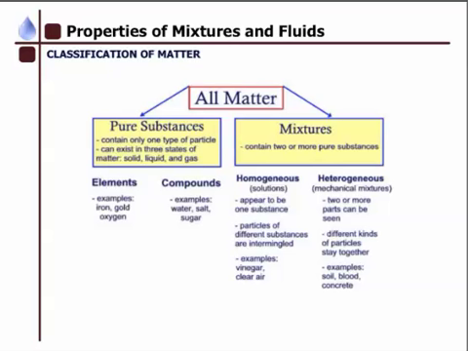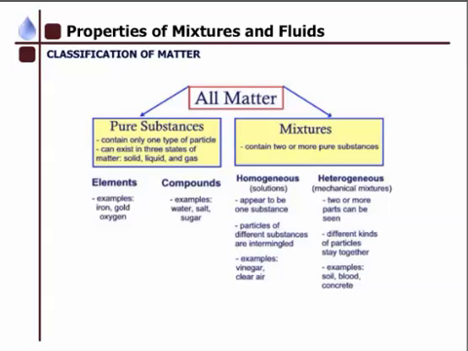We also have mixtures, which contain two or more pure substances. A homogeneous mixture, those are solutions. They appear to be one substance, and the particles of different substances are intermingled. So, for example, we have vinegar and clean air. So, they have more than one pure substance in them, but you can't tell that they have that, and they have their own characteristics, okay?